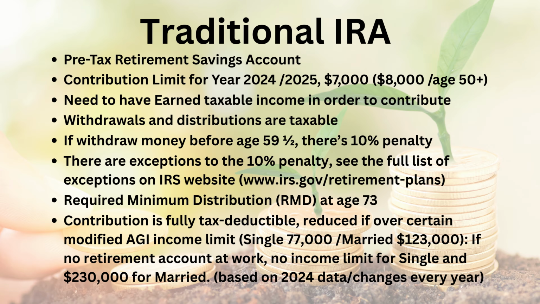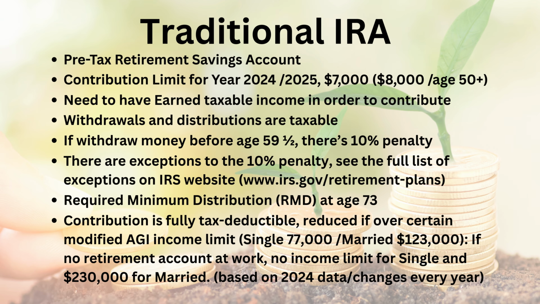Contribution limit for 2025 is $7,000. If you are 50 years or older, your contribution limit is $8,000. You need to have earned taxable income in order to contribute. Withdrawals and distributions are taxable. If you withdraw money before reaching age 59.5, there's a 10% penalty. However, there are some exceptions to the 10% rule. Please visit the IRS website for a full list of those exceptions. There's also a required minimum distribution, RMD, withdrawal at age 73.